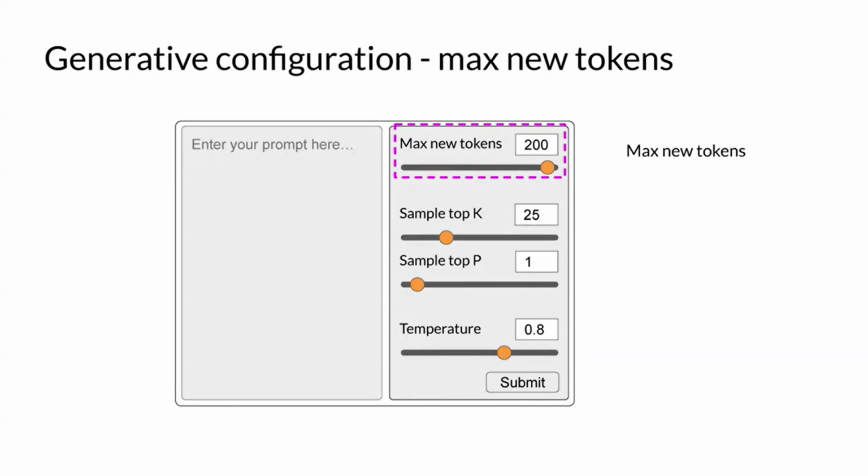So what did you say, sample top K, P, temperature? Are these just random things or specific? I will explain. Yeah. Okay, thanks.